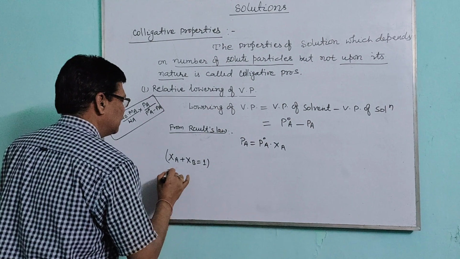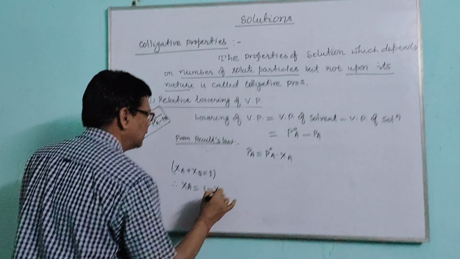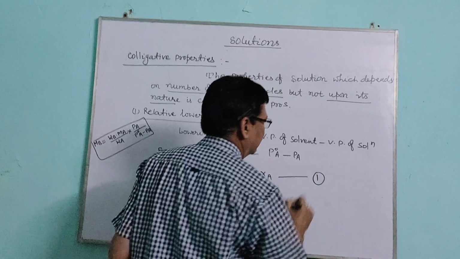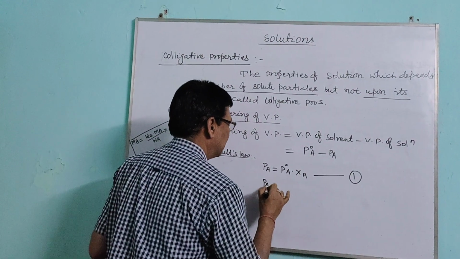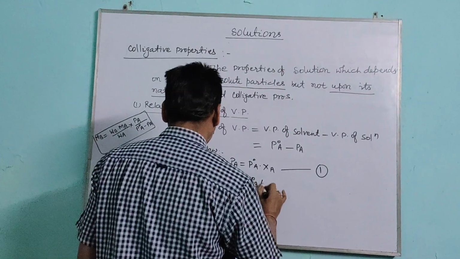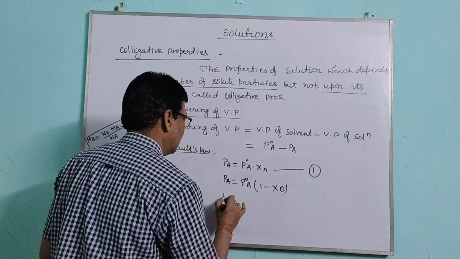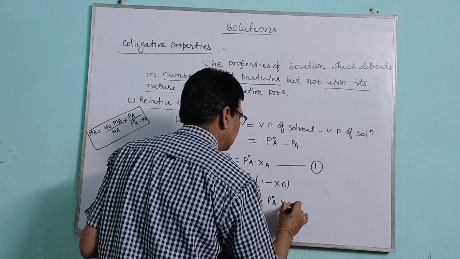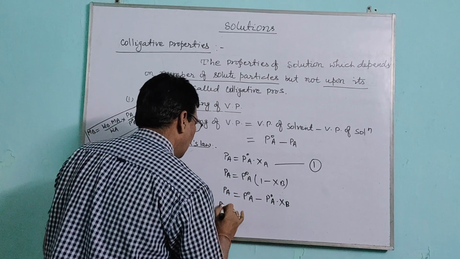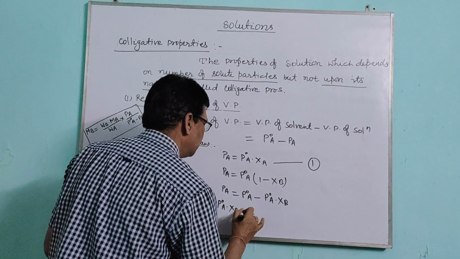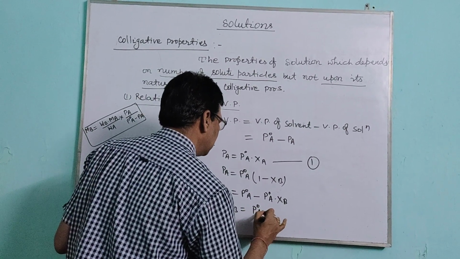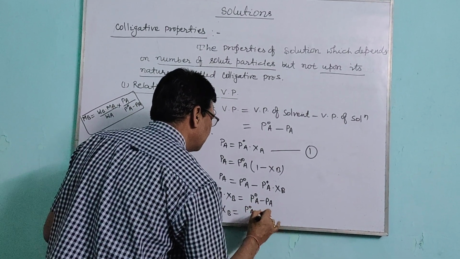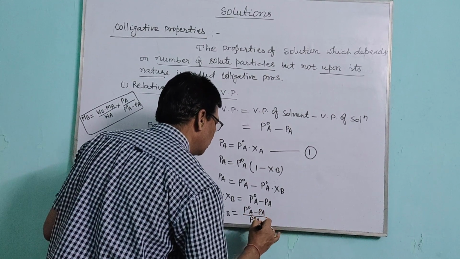So, chi A is equal to 1 minus chi B. Putting this value of chi A in equation 1, we get PA is equal to P naught A into 1 minus chi B, or PA is equal to P naught A minus P naught A into chi B, or P naught A into chi B is equal to P naught A minus PA, or chi B is equal to P naught A minus PA by P naught A.